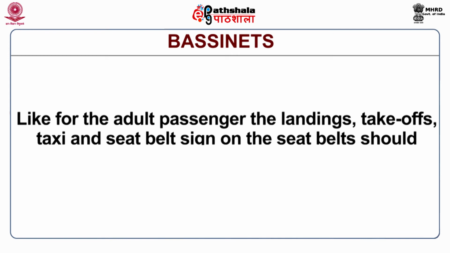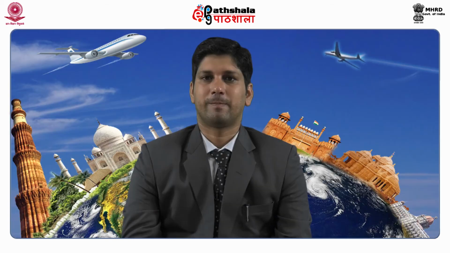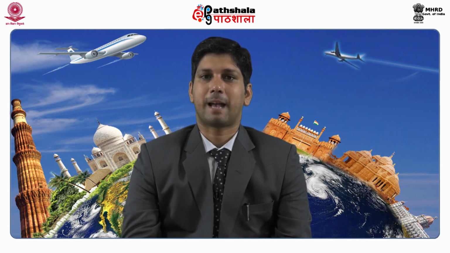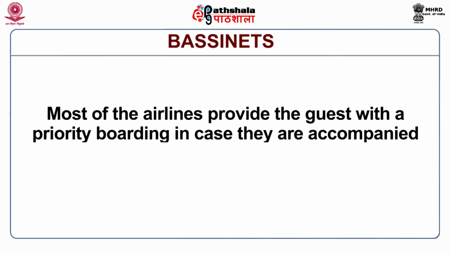Like for the adult passenger, during landings, takeoffs and taxi, with the seat belt sign on, the child should be properly harnessed. The CRS should be rear facing only. The cabin staff will only guide the passengers to where the seating can take place. The fixing of the CRS has to be done by the guests. Most airlines provide guests with priority boarding in cases where they are accompanied by an infant.